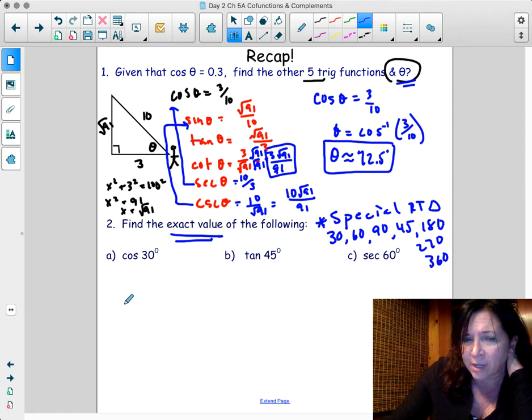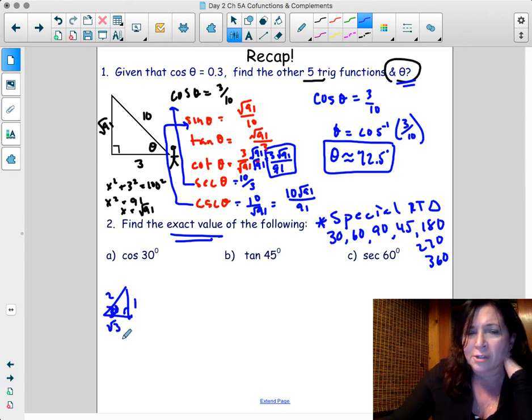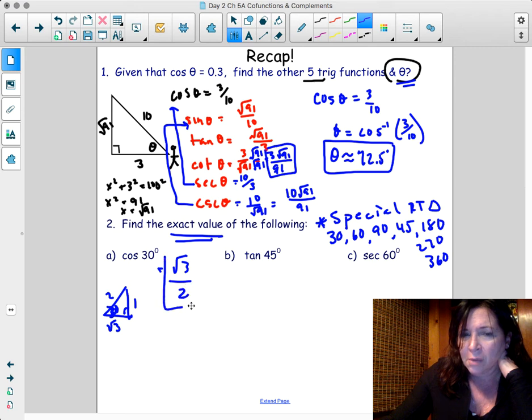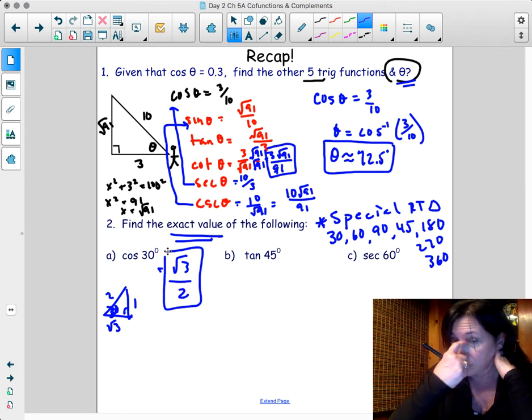So cosine of 30, it's completely fine to, there's 30 degrees here. Opposite 30 is 1, 2, square root of 3. A lot of people will draw a little right triangle here every time they try to find one. And a lot of people will memorize these because you should. So cosine of 30 is going to be adjacent over hypotenuse. So that's going to be root 3 over 2, which is adjacent over hypotenuse.